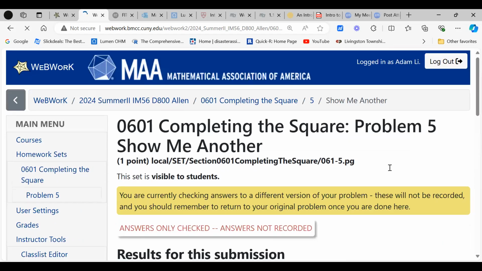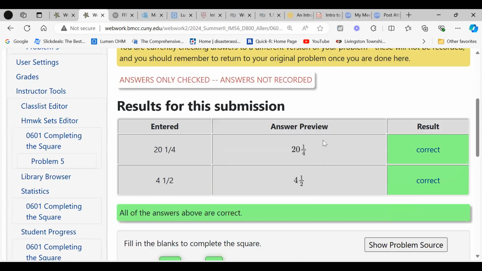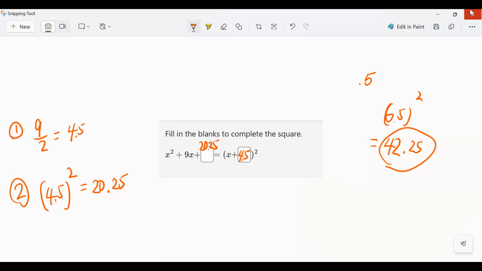Yep, that should be good. They just want the exact same number, right? But they don't want decimal numbers. I feel like decimal numbers are easier. So in that case, we cannot divide it. So we can leave it as a fraction and just square the fraction. That's all.